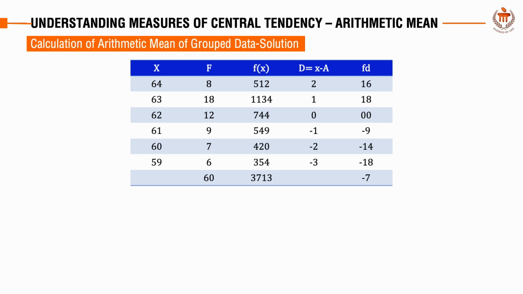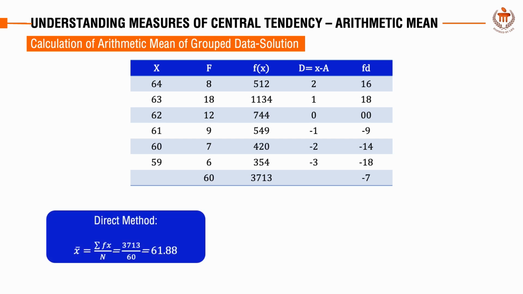Now the direct formula, if I apply it, would be sum of fx by sum of f. Sum of fx is 3713, and when I divide by sum of f, which is 60, I get the arithmetic mean as 61.88.